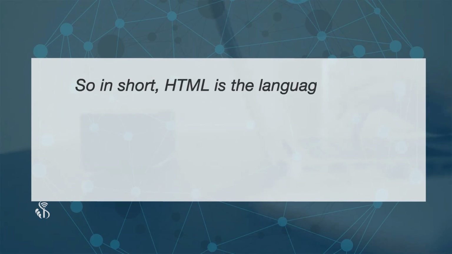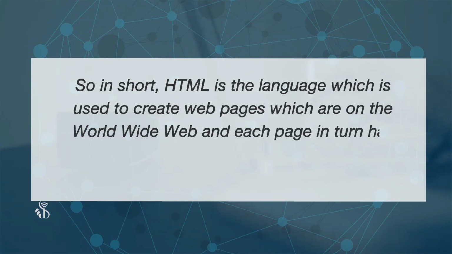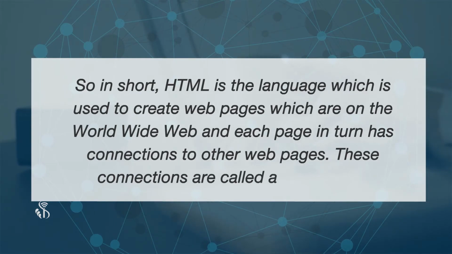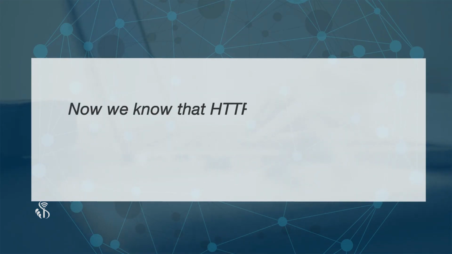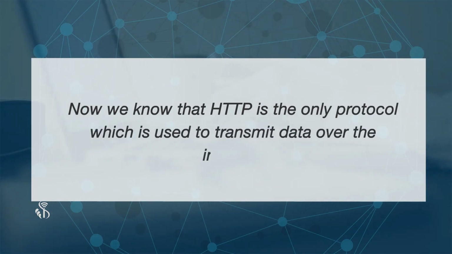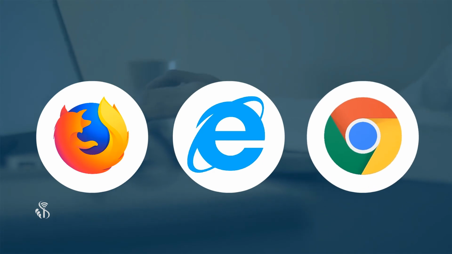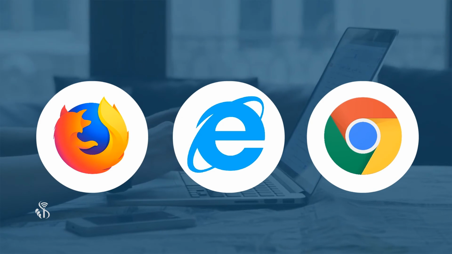So, in short, HTML is the language which is used to create web pages on the World Wide Web, and each page in turn has connections to other web pages. These connections are known as hyperlinks. Now we know that HTTP is the protocol which is used to transmit data over the internet. The web uses browsers like Firefox, Internet Explorer, and Google Chrome to access web pages which are linked to each other by hyperlinking.